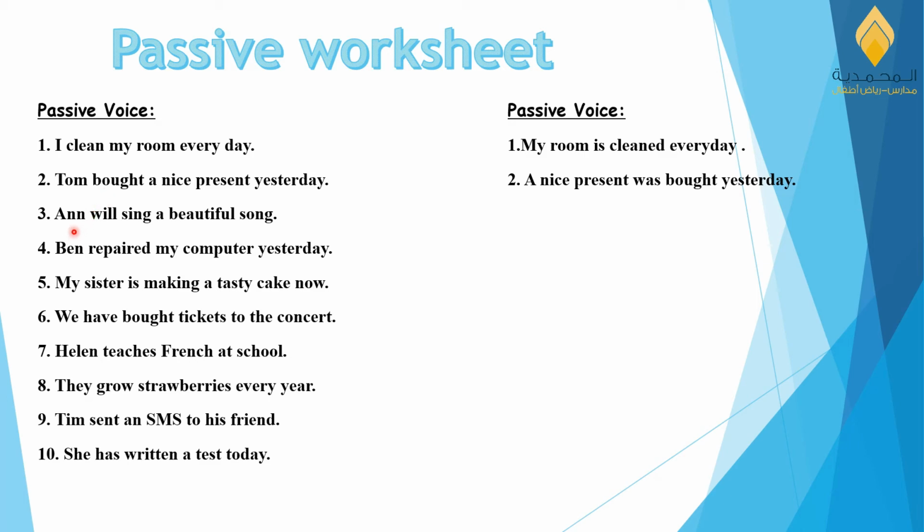3. Anna will sing a beautiful song. Where is the object? A beautiful song. This is the subject for the passive sentence. Will sing. What's the tense? It's future. Yes. Can you construct the new sentence in passive? A beautiful song will be sung, and sung is the verb 3 from sing.